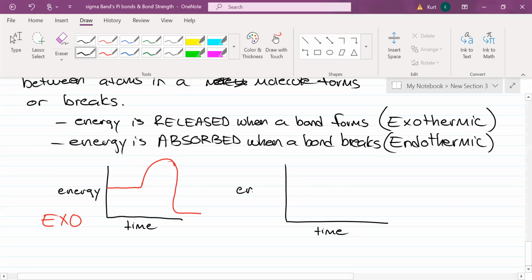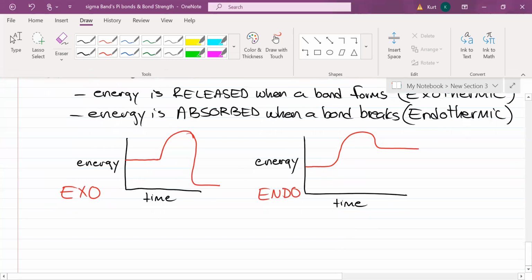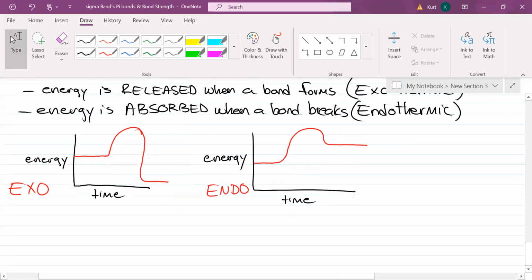You have time, you have energy. If I have an endothermic reaction, will I end with more or less energy than what I started with? I'm going to end with more energy than what I started with. That would be endothermic. Energy is being absorbed. We did that a few weeks ago. Just want to be sure you recall that.